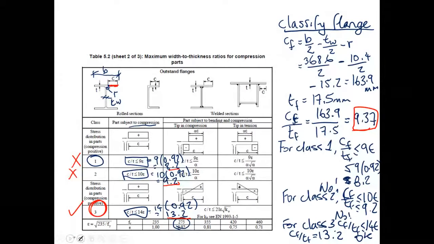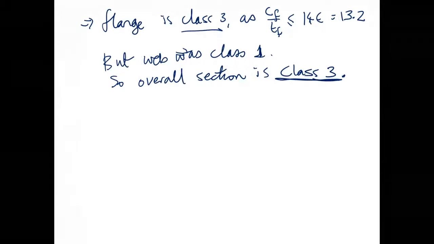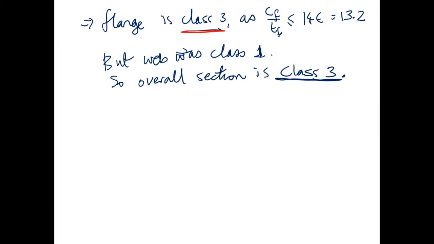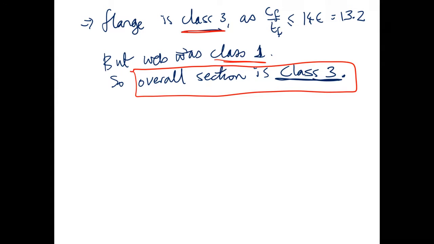Okay, so it's a class 3 section. We know the flange is class 3, and the web is class 2, but we have to take the overall section, whichever is the worst of the flange and the web. In this case, the overall section is class 3, because the flange is driving the solution.